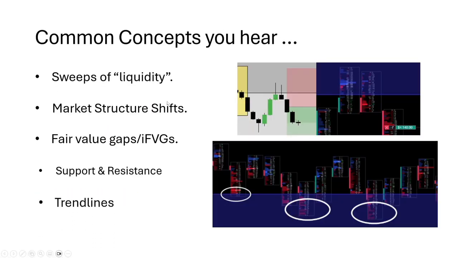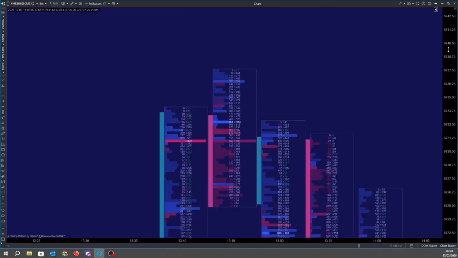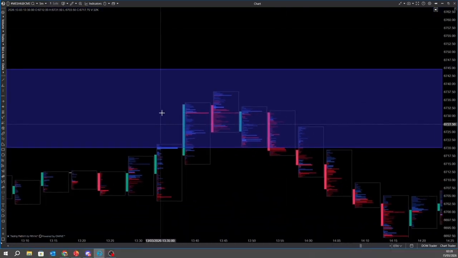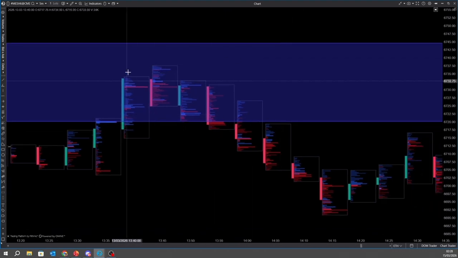So it's never a sweep of liquidity, a breaker structure, an inverse fair value gap, support and resistance. It's never any of these concepts, right? These concepts don't work. What you really need to understand is the two basic concepts, which is aggressive buyers fail and they get absorbed by passive sellers. And it's the passive sellers that create the move downwards.